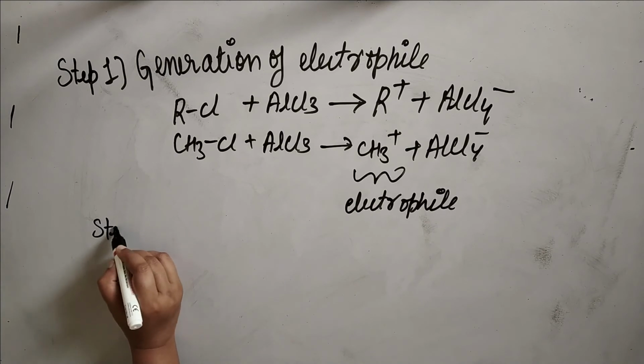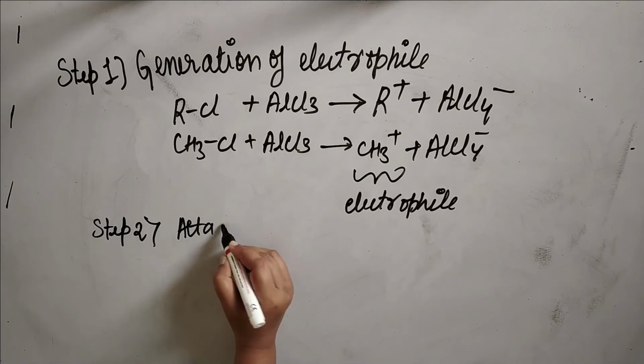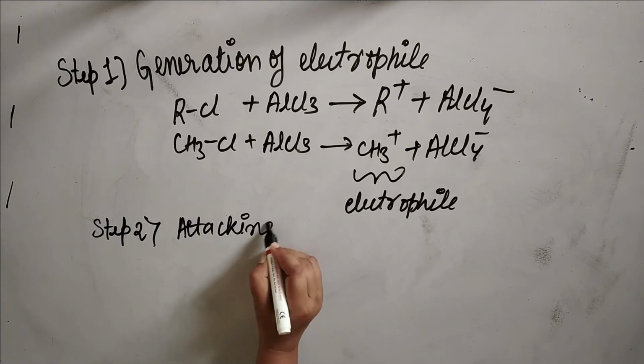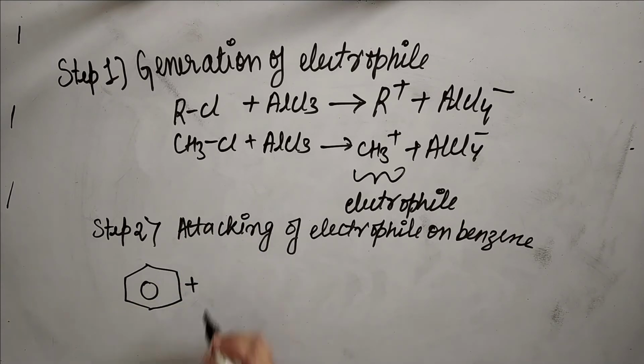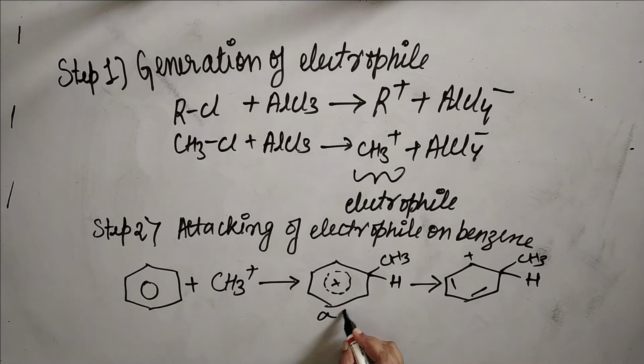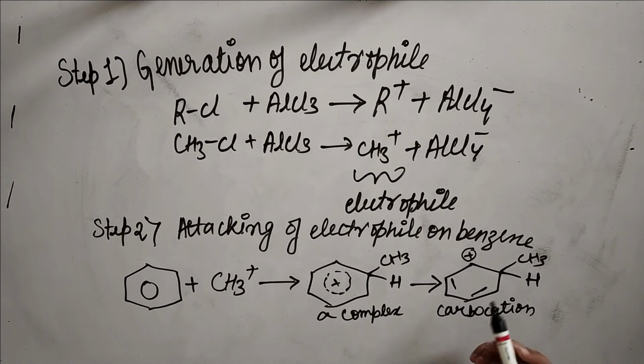Step number 2 is the attack of the electrophile on the benzene ring. Let's take the example of CH3+. Here the sigma complex and the cation are formed. So this is the carbocation, meaning the electron deficiency is at this carbon. The electrons of this double bond are utilized to form a bond between this carbon and the CH3 group.